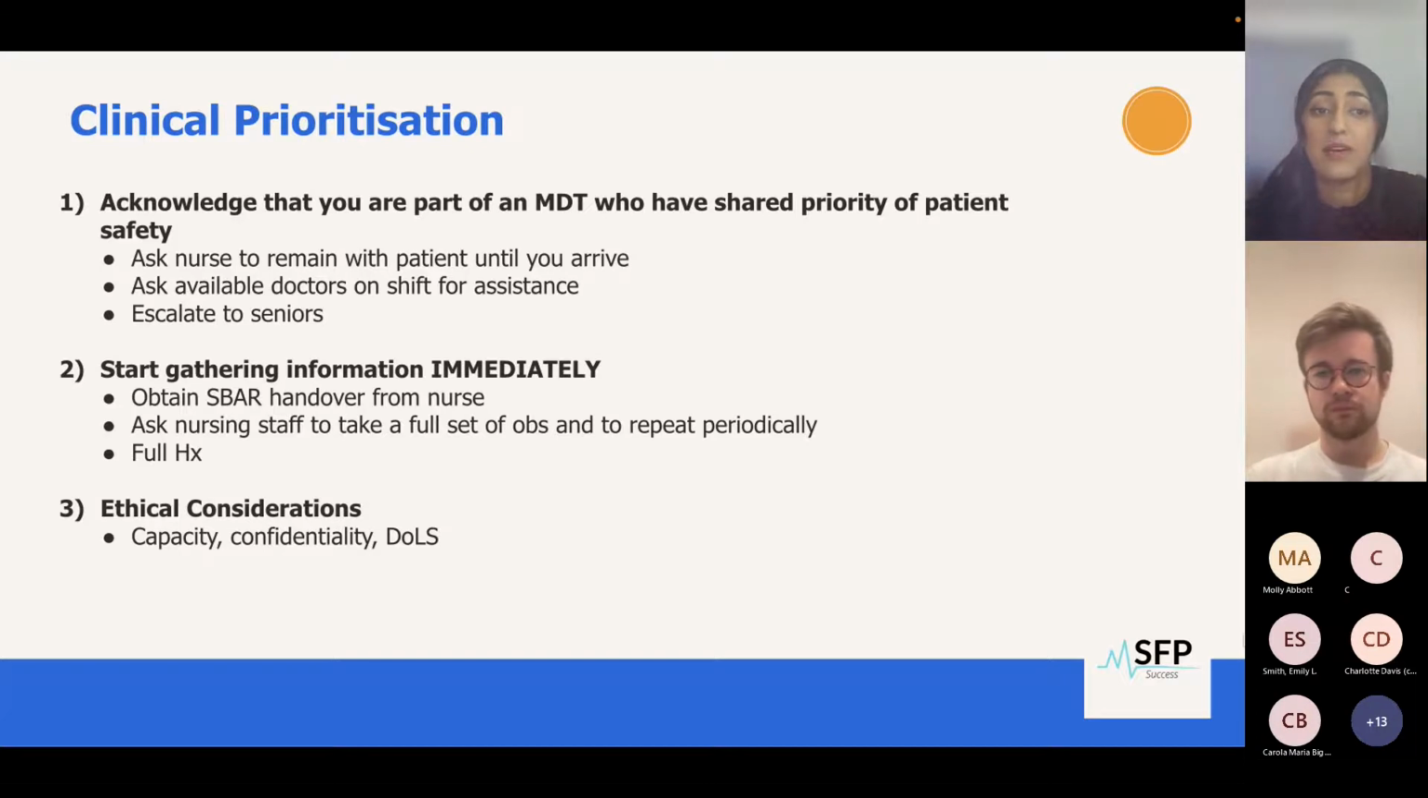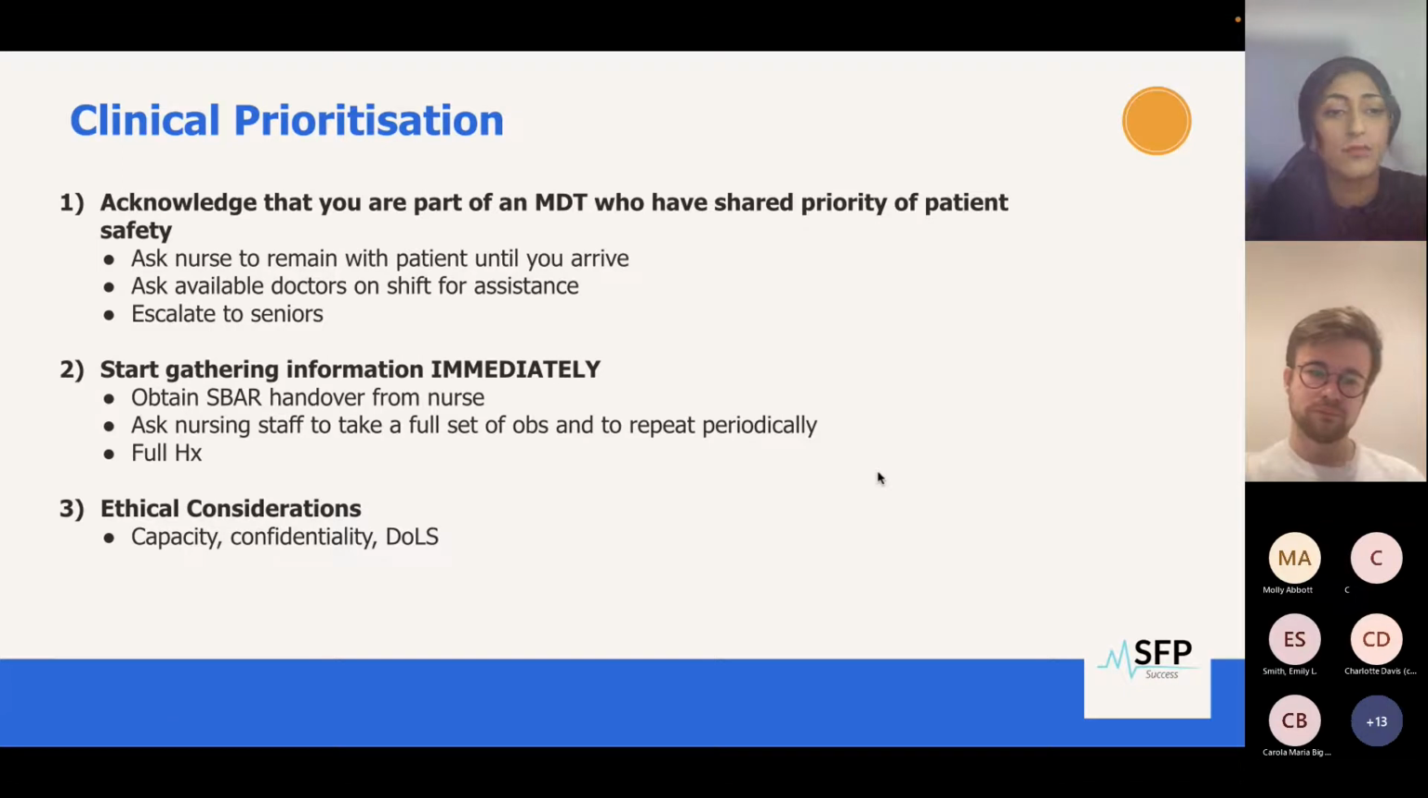So I've just given some examples of things that you can say. The next thing that you want to do is gather information, and that's something that you can start doing before you've even gone to see the patient. So that's things like asking the nurse who's bleeped you for an SBAR handover, asking them to take a full set of observations, and if the patient is someone that you're not going to go and see initially, you can ask them to repeat those until you arrive. That's a good way of making sure that they don't deteriorate.